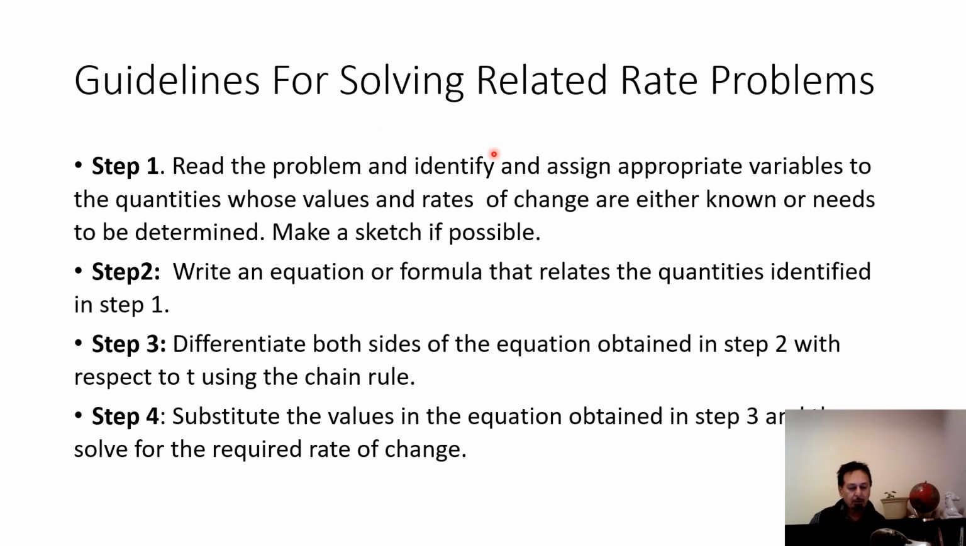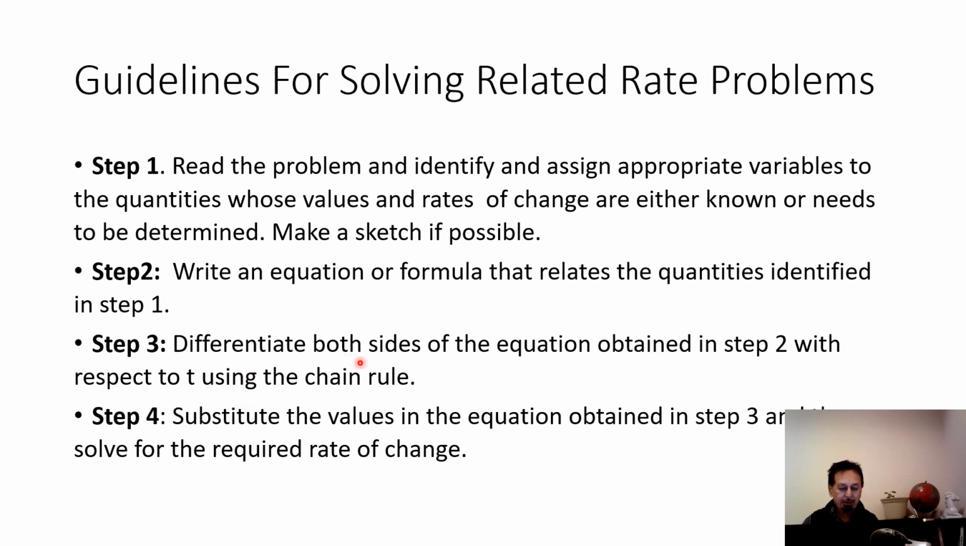Step 1. Read the problem and identify and assign appropriate variables to the quantities whose values and rates of change are either known or need to be determined. Make a sketch if possible. Step 2. Write an equation or formula that relates the quantities identified in step 1.